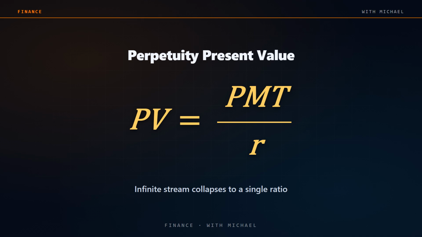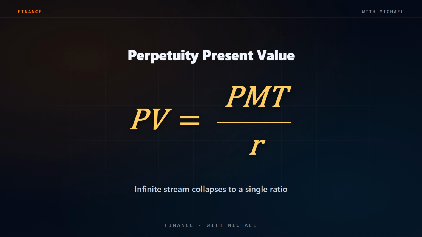Example. A charitable foundation will pay your favorite school 5,000 shekels every year, forever. If your discount rate is 8%, what's the gift worth today? PV equals 5,000 divided by 0.08. PV equals 62,500 shekels. That's it. The infinite stream has a finite, calculable present value.